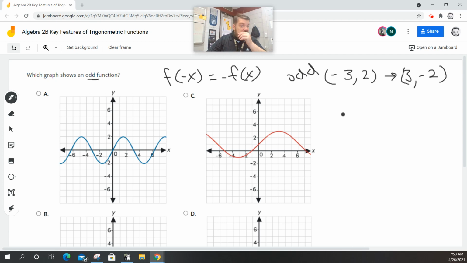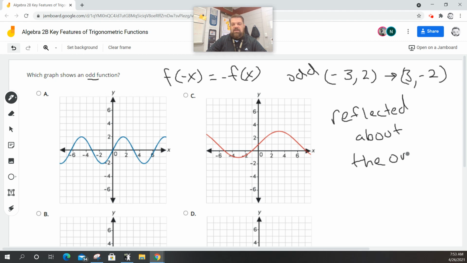The other thing is that it is reflected about the origin, which is like a 180-degree rotation about the origin. I don't know why they don't say that. Well, anyways, let's write this down one thing at a time. Reflected about the origin.